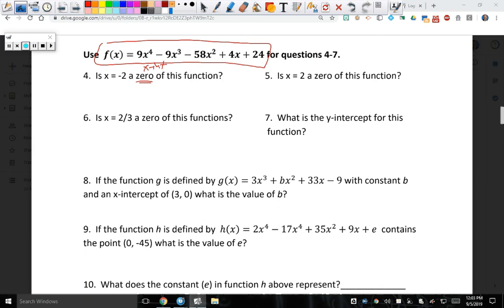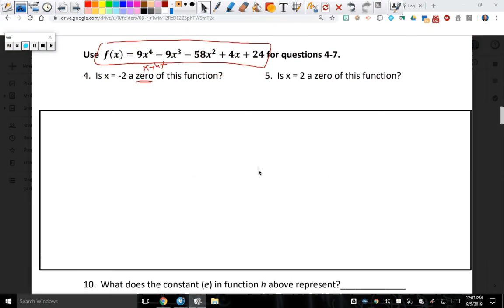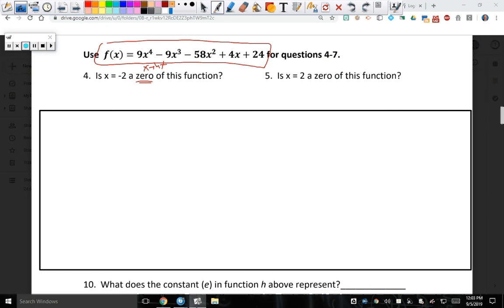If x equals -2 on a graph, looks like this. If x equals -2 is a 0 of this function, then that means what factor exists? X plus 2. Because remember, this is right here. That would make this 0.